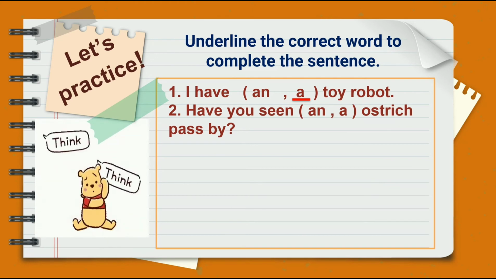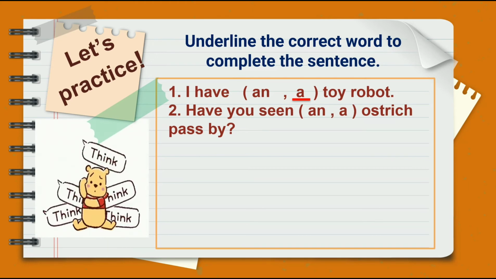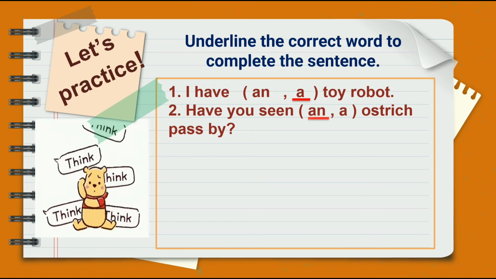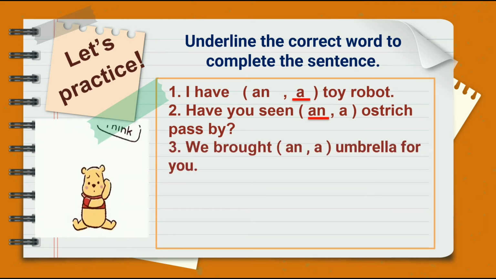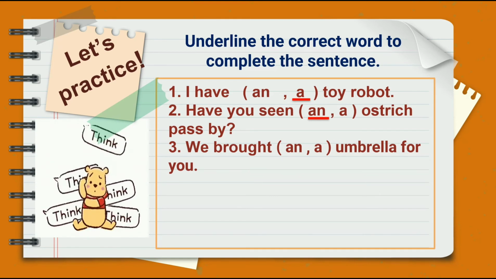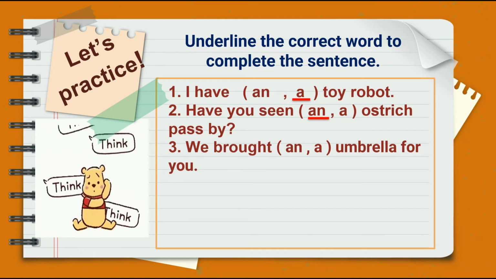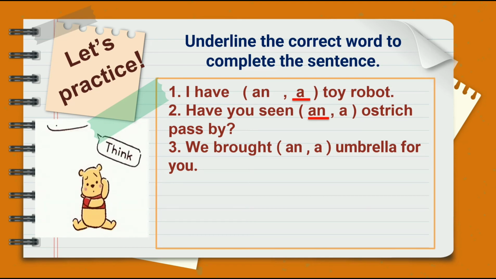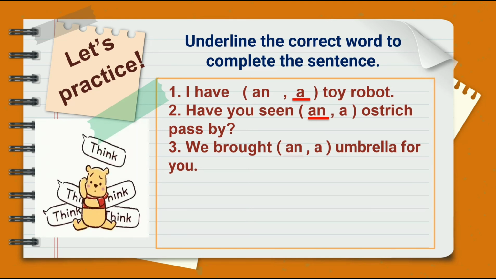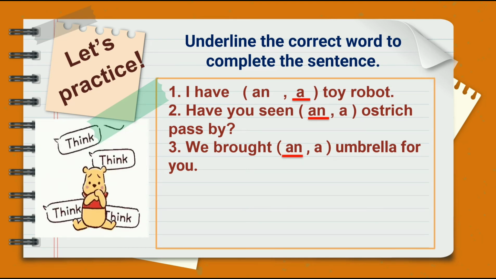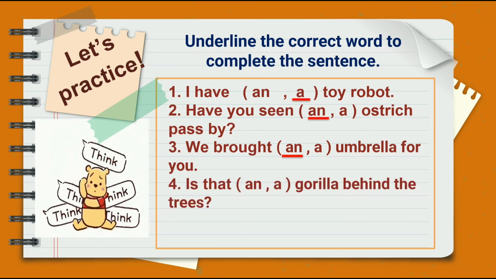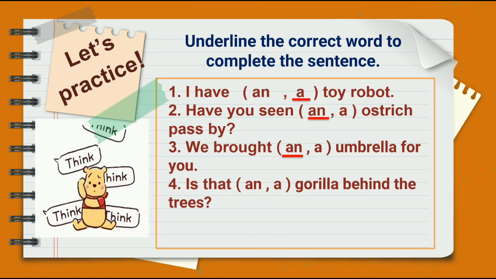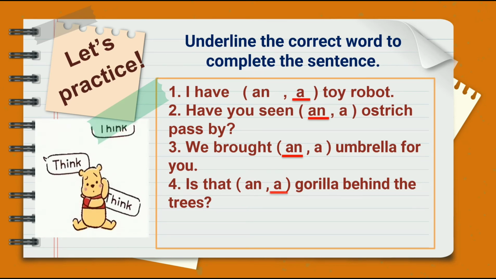Number 2. Have you seen blank ostrich pass by? Very good. It's an. Number 3. We brought blank umbrella for you. Now, which article are we going to choose for umbrella? Very good. It's an. Number 4. Is that blank gorilla behind the trees? You're correct if your answer is A.